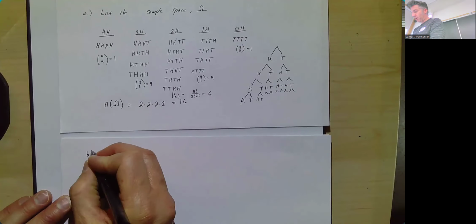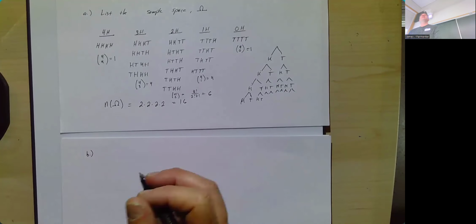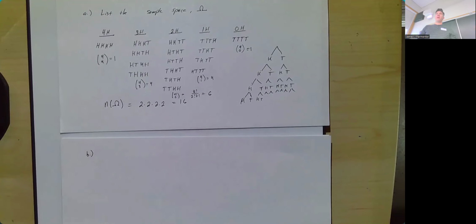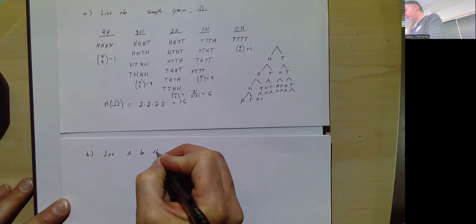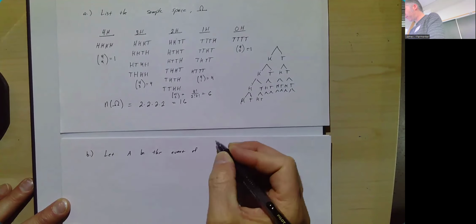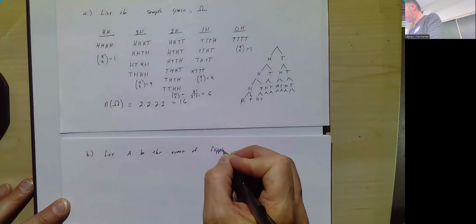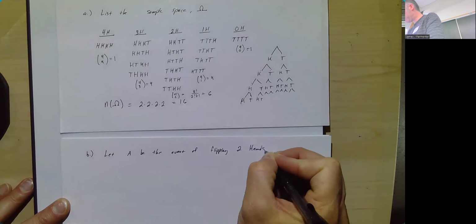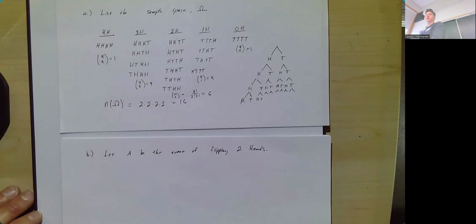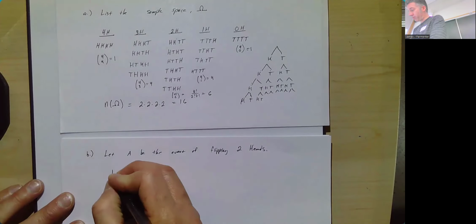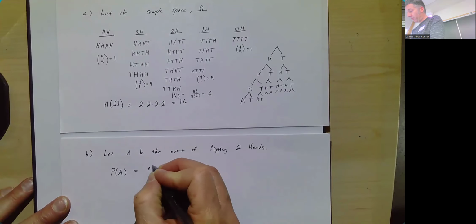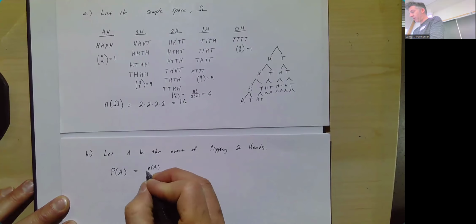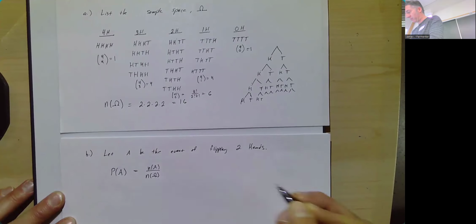For example, I could ask, I should be specific here. I just like to say, what's the probability of a thing happening? But really, we should use the language that's appropriate here. We should say something like, let A be the event of flipping exactly 2 heads. What's the probability of event A occurring? So what's the probability of A? Well, it's exactly going to be the number of ways of getting event A to happen divided by the number of total things that can happen in your sample space.